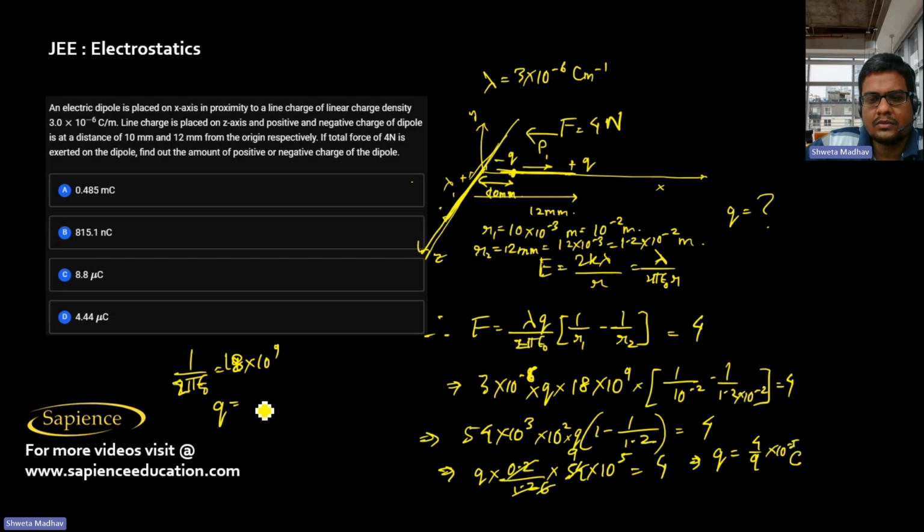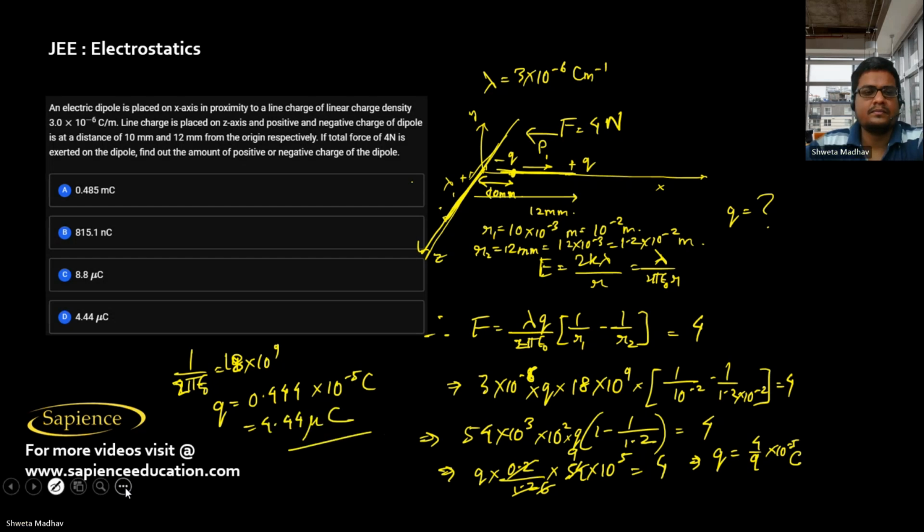So Q will be equal to 4 by 9, it means it is 0.44444 into 10 power minus 5 coulomb, or I can say it is 4.44 microcoulomb. So it means that option D is the correct answer.